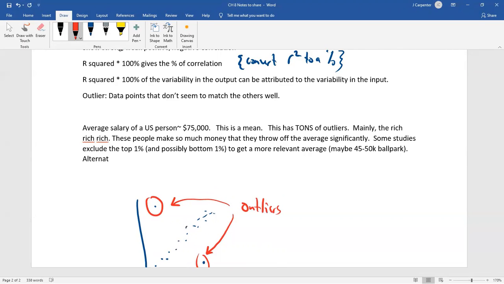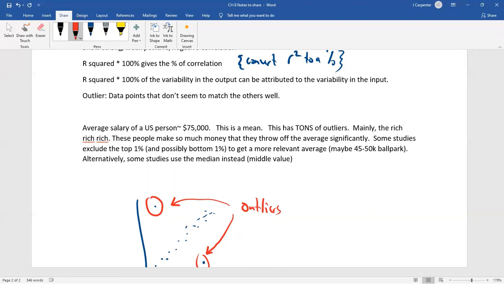Alternatively, some studies use the median instead, the middle value. So if you lined up all 300 million American salaries from lowest to largest, from $0, because there are people making nothing, to, geez, what's Elon Musk making now? I don't even know. It's either Elon Musk or Warren Buffett. They're one of the top two or three. So whatever their annual salary is right now.